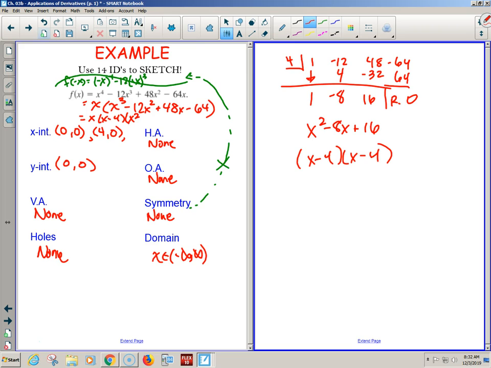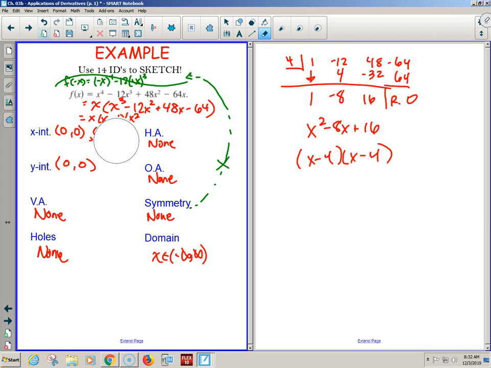Do I have any other intercepts? No. So I'm done. There are no more intercepts. Got nothing else to do. Minus 4.